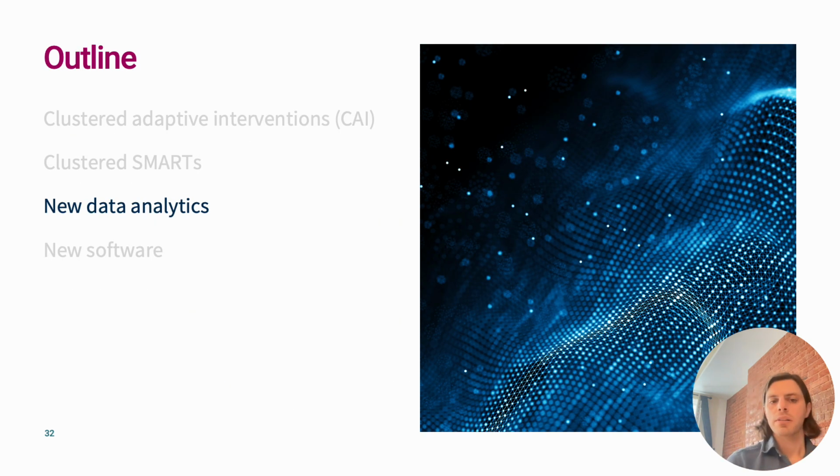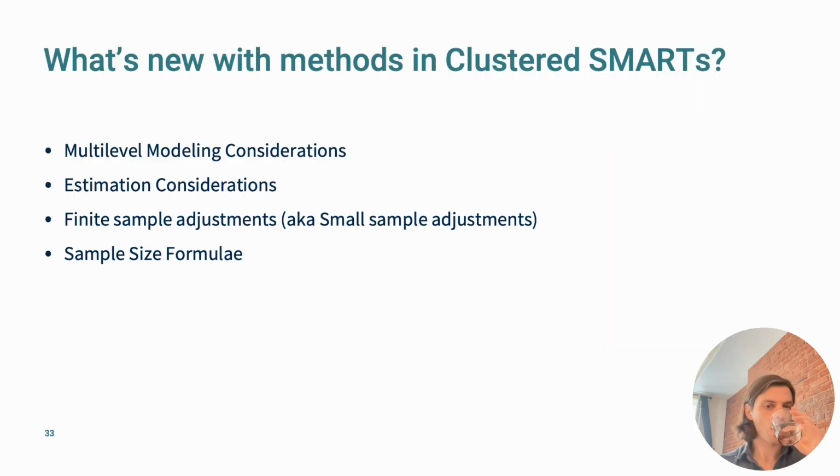So now that we've reviewed clustered SMARTs, hopefully that looked somewhat familiar to all of you because they don't deviate too much in that sense from standard SMARTs. But now we're going to have some new data analytics we need to get through because this is where clustered SMARTs are really deviating from standard SMARTs. So by new methods, what do I mean? Well, now we're going to have new modeling considerations. We're going to have new estimation considerations. There will be finite sample adjustments and the new sample size formula when you're designing your clustered SMART.